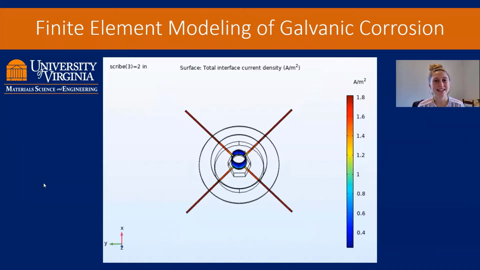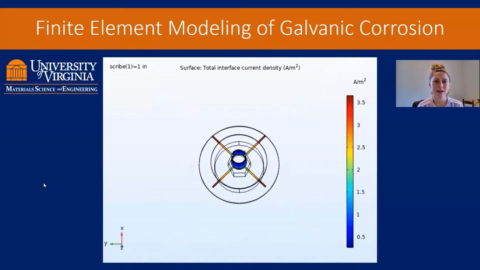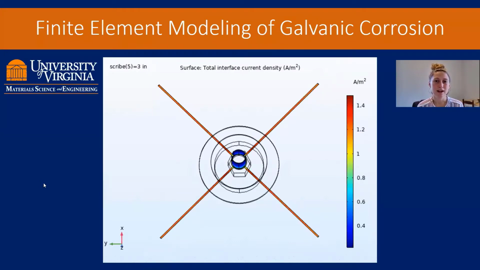In this situation here, we have a stainless steel fastener inserted in an aluminum panel, and we are able to use finite element analysis in order to change the scribe length along the aluminum panel to see how the galvanic interactions change. We can see that the false color plot denotes current density, and that changes along the different distributions of the scribe length.